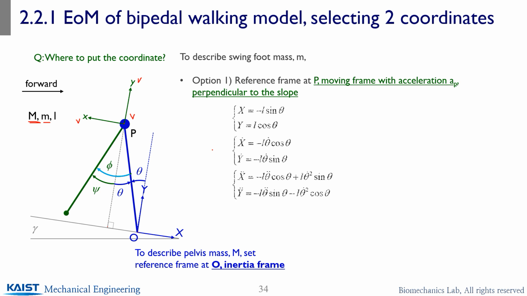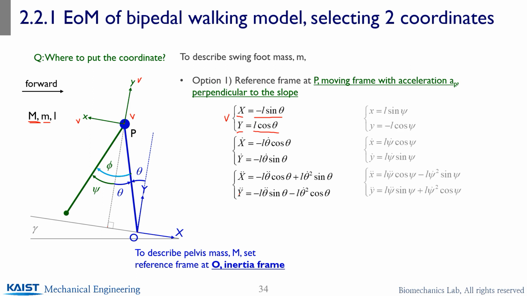So with that, I have a description for the kinematics for the capital M, capital X and Y as a minus L sine theta and L cosine theta, and its derivative for the velocity and acceleration. And for the small mass, the swing foot mass, I can define the small x and y, the relative position of the swing leg with respect to the pelvis, which is L sine psi and minus L cosine psi.